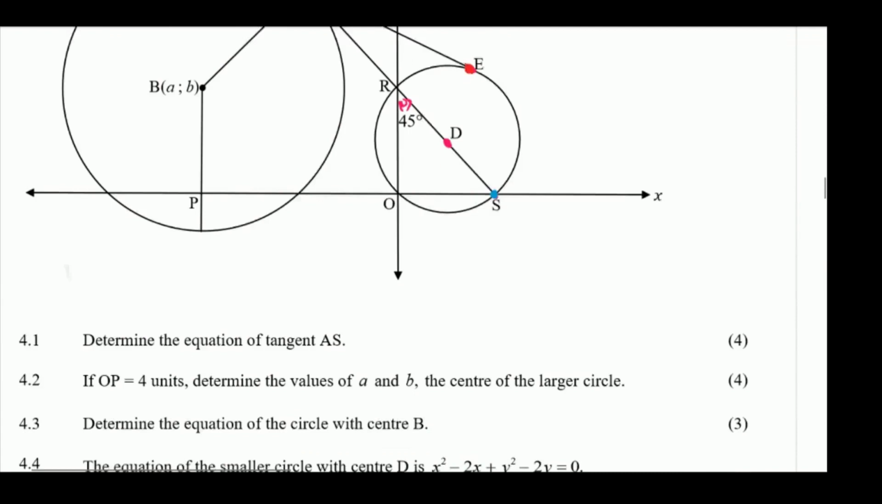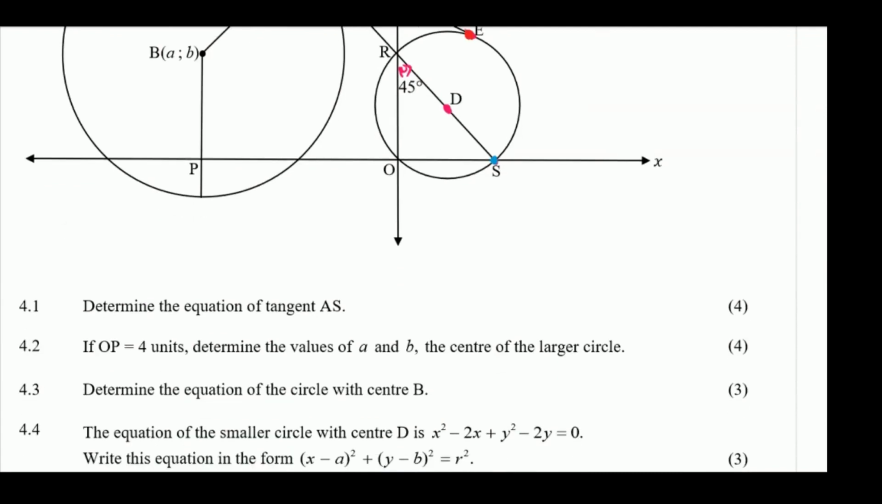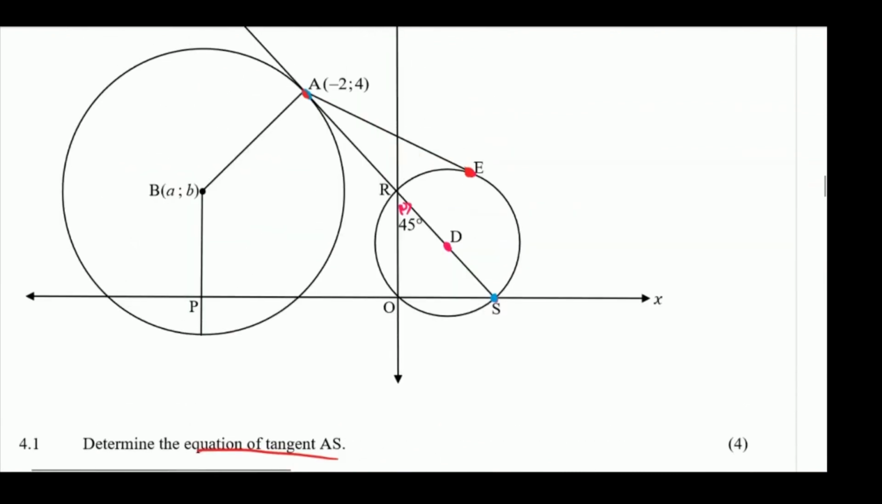Cool. Now, the first question says that we must find the equation of the tangent of AS. So we want to identify the equation of this tangent here, AS, right? So to find this equation here, we already know that this equation has an angle of 45 degrees. So if it's 45 degrees, it's going to be 90, and here it's going to be negative 45, but you can just say 180 degrees minus 45 degrees, you're going to get 135 degrees.